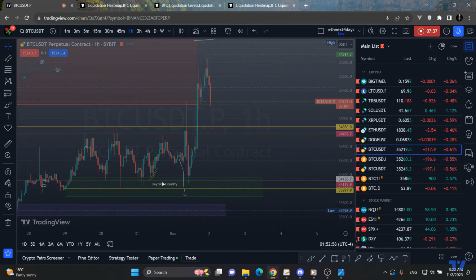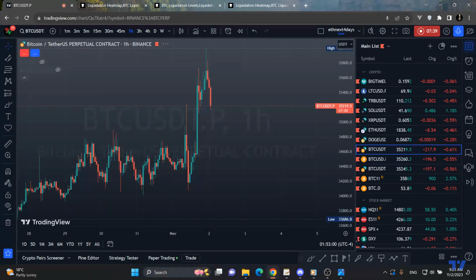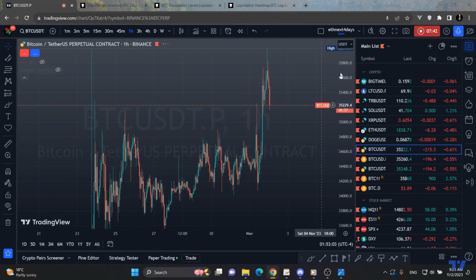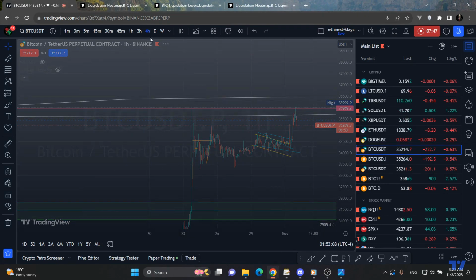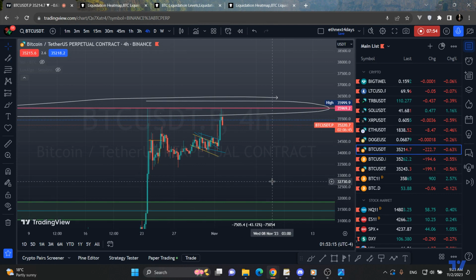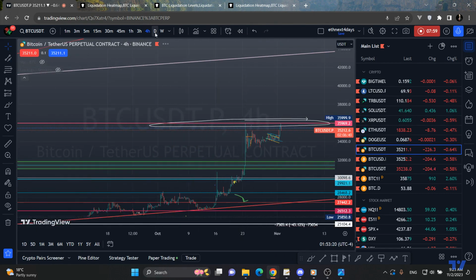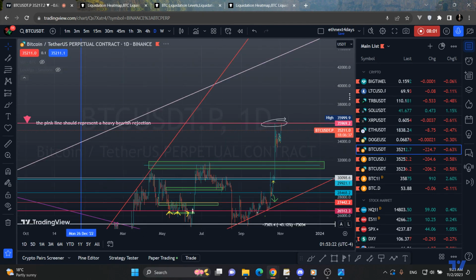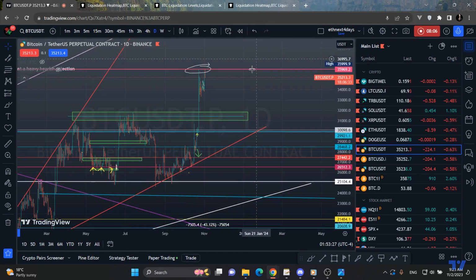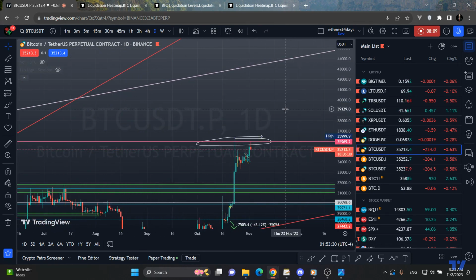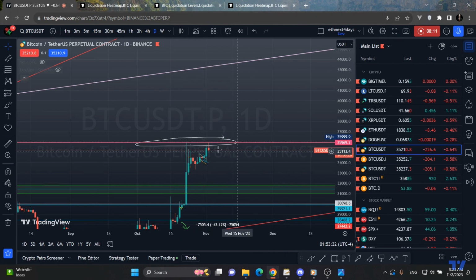Let's take a look at our rising broadening wedge and see how this chart is essentially giving us any signal or not. All right, there we go. So on this rising broadening wedge, let me just put it on the daily and we'll take a look at it. So here we essentially touch the pink line one more time, right? Right now we're holding it like this.